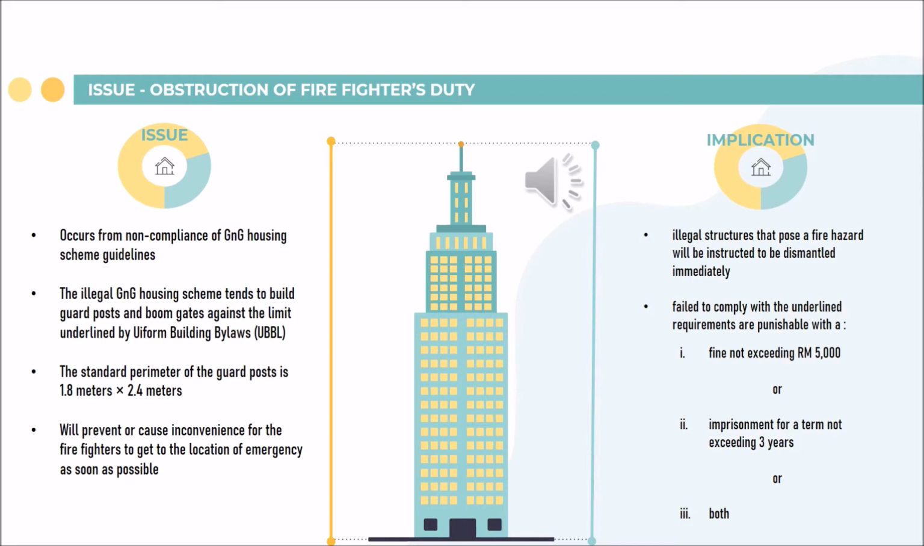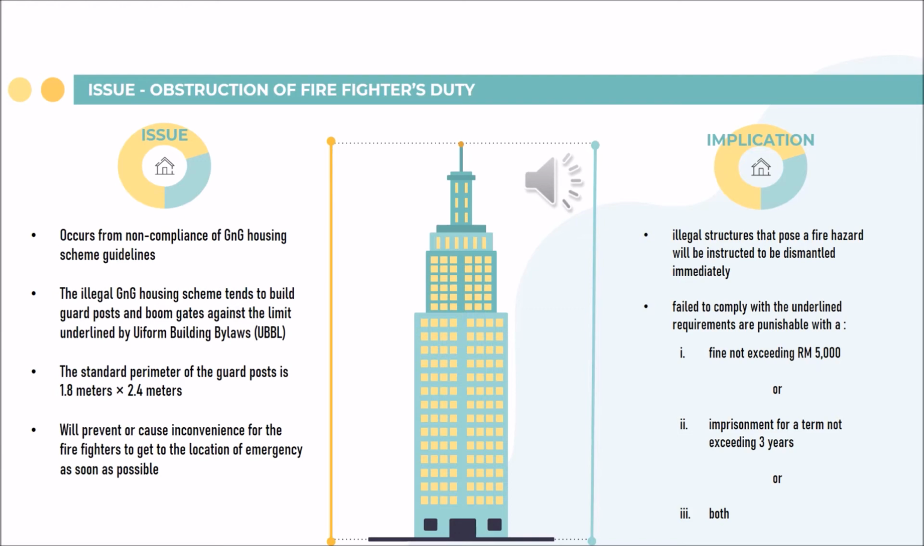I'm going to talk about the next issue, which is the obstruction of firefighters' duty. The obstruction of firefighters' duty occurs due to the non-compliance of gated and guarded housing scheme guidelines. The illegal gated and guarded housing scheme tends to build guard posts and boom gates against the limit underlined by the Uniform Building Bylaws (UBBL).